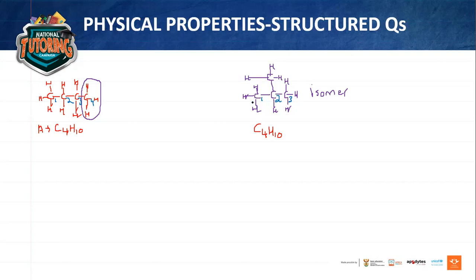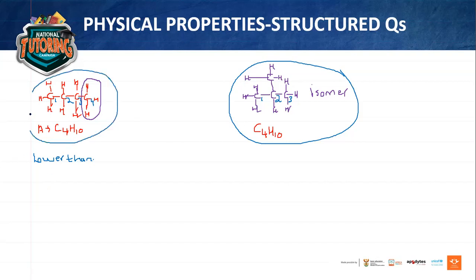And we know that the longer the chain length, the higher the boiling point. The shorter the chain length, the lower the boiling point. In other words, the boiling point of the isomer is going to be lower than that of A. So this one, which is the isomer, its boiling point will be lower compared to what? Compared to compound A. And that's where we get the first mark.